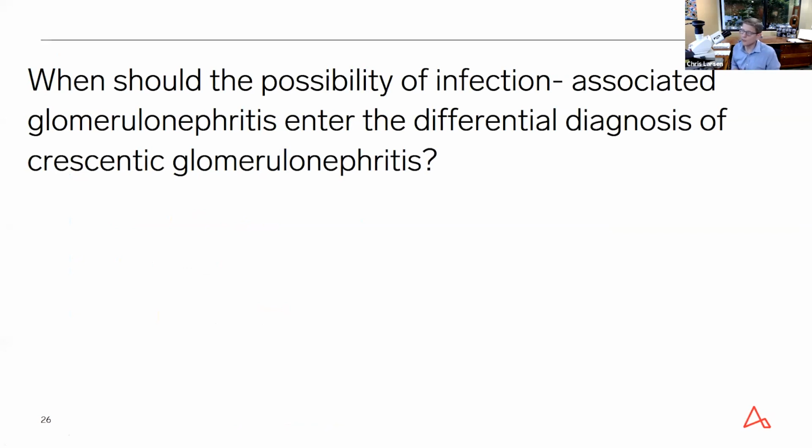So the question really is, when should we raise this possibility? This is important to raise because the treatment is very different. If this is an infection-associated glomerulonephritis, rather than immunosuppression, which could be harmful, the patient probably needs treatment for the actual infection, so antibiotic therapy.